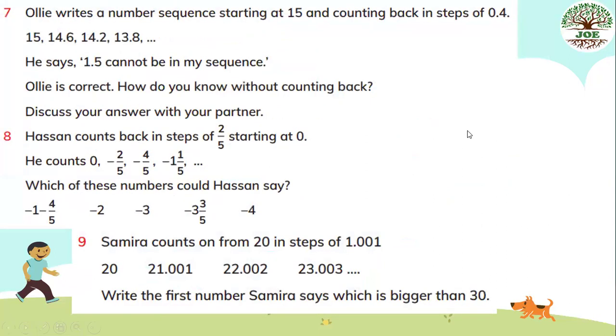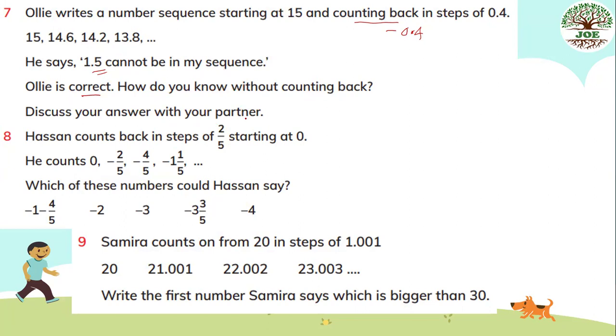Number 7, Ron runs a number sequence starting at 15 and counting back in steps of 0.4. Counting back means subtract 0.4 each time. So 15, 14.6, 14.2, 13.8. So he says 1.5 cannot be in my sequence. Is he correct? How do you know without counting back?